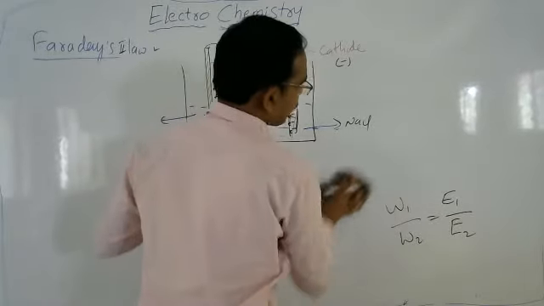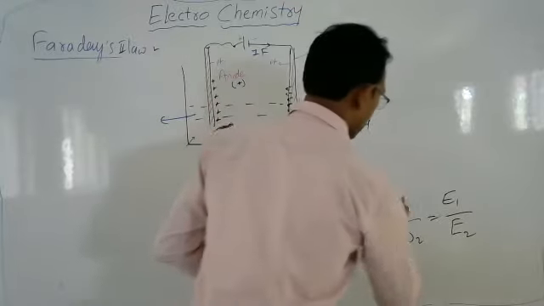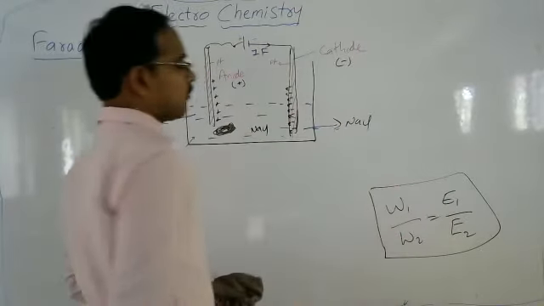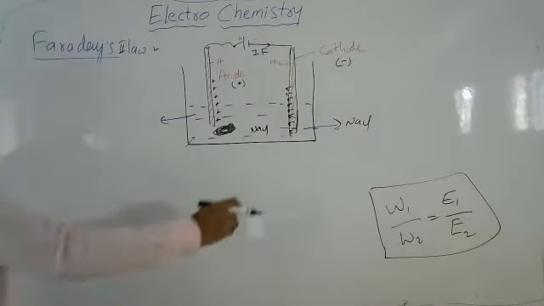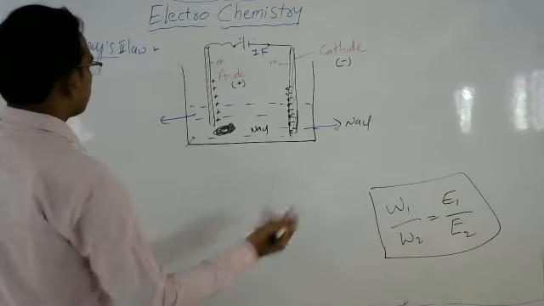Now this is the final formula. W1 by W2 equals E1 by E2. So how to solve the question? I will give one example here.